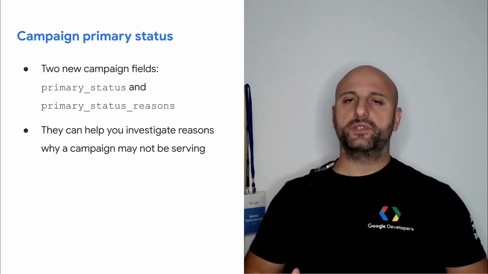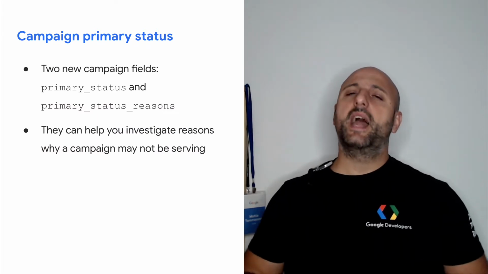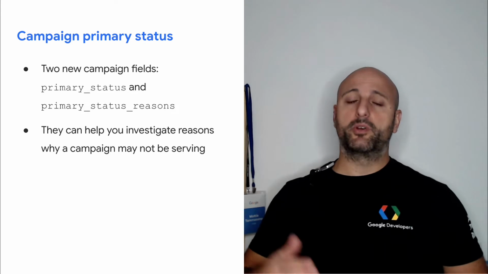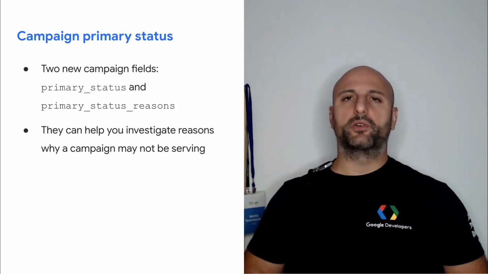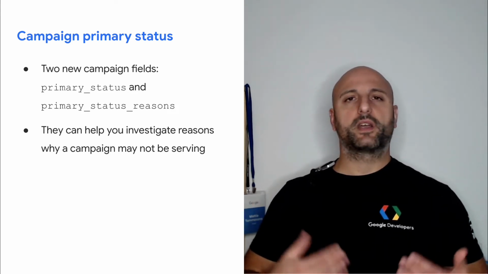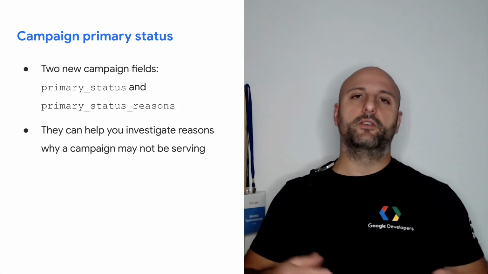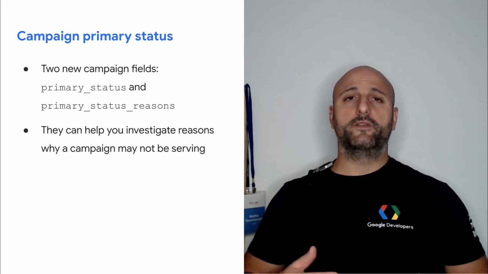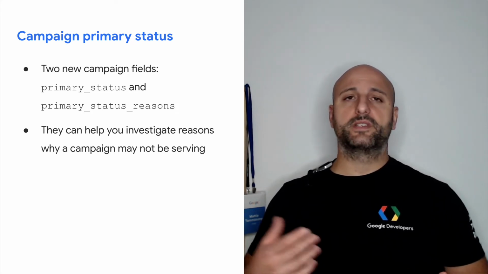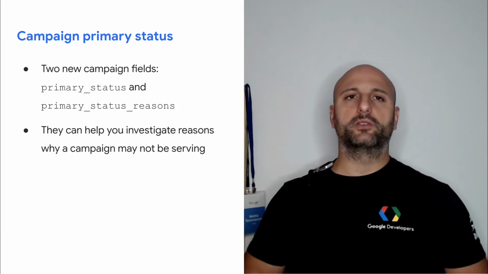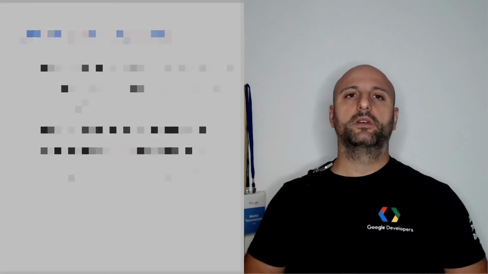Campaigns now have a new status called Primary Status, and a detailed field about it called Primary Status Reasons. That will help your users investigate the reasons why a campaign is not serving or not serving optimally. We will publish a video soon that will cover these two fields in depth, so subscribe to the channel to be updated when it will be published.